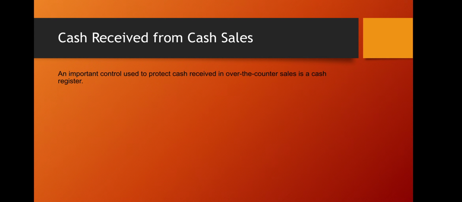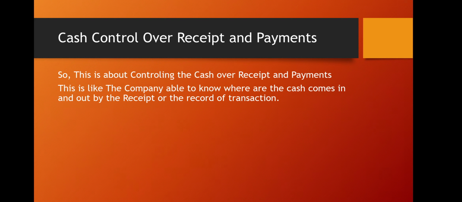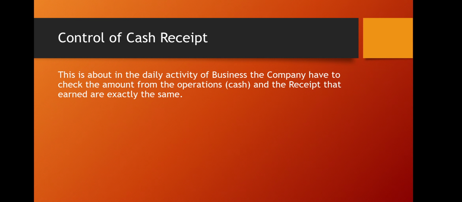Next is cash received from cash sales. An important control used to protect cash received in over-the-counter sales is a cash register. Sometimes in this type of business, payment is always by cash or mostly by cash. So one of the really important controls is the cash register.